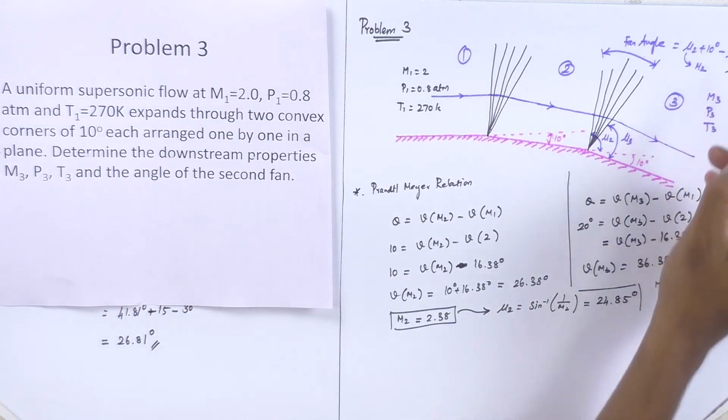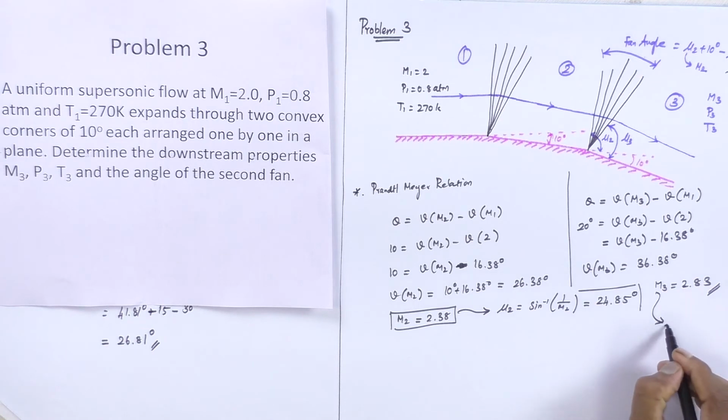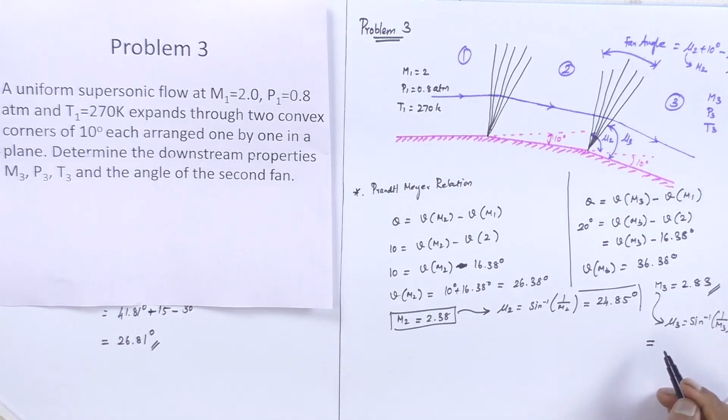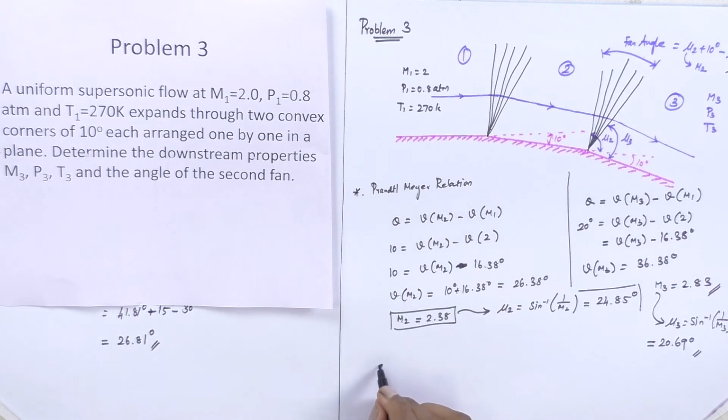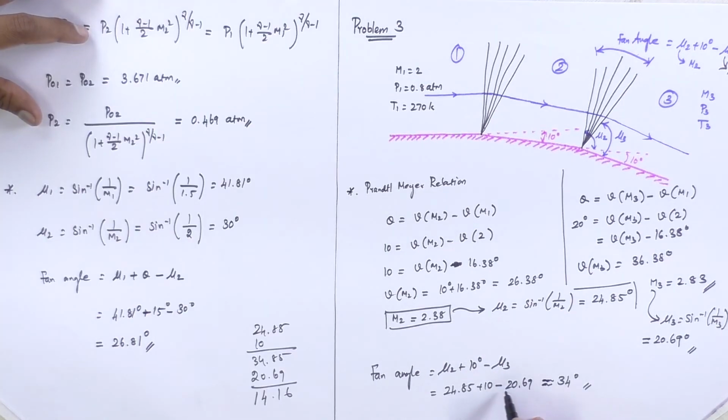Now we can find out the mu3 value. That is equal to sine inverse of 1 by M3. This will give us the value of 20.69 degrees. Now we can easily calculate the fan angle. That fan angle is equal to mu2 plus 10 degrees minus mu3. So after the calculation we will get this result as approximately equal to 14 degrees.